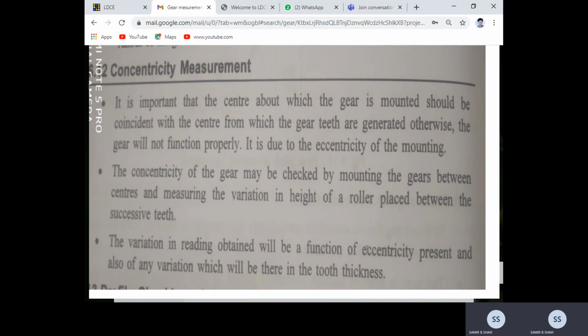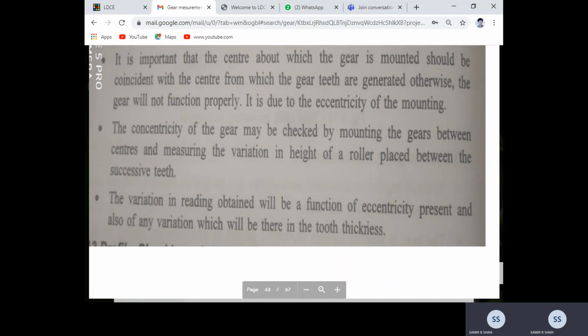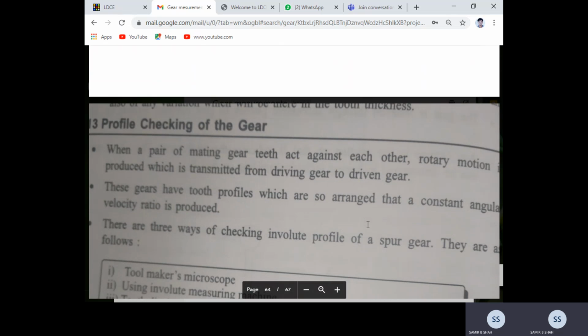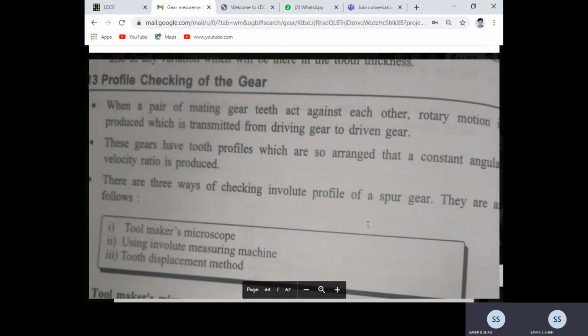Now, the last parameter, which is also important, is profile checking of the gear. As we discussed previously, runout and concentricity are there. Now we have to measure the whole profile. As we know, the toolmaker's microscope is used, an involute measuring machine is used, and the tooth displacement method is also used.